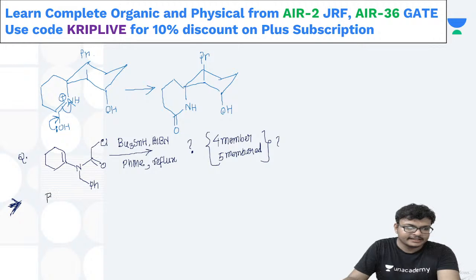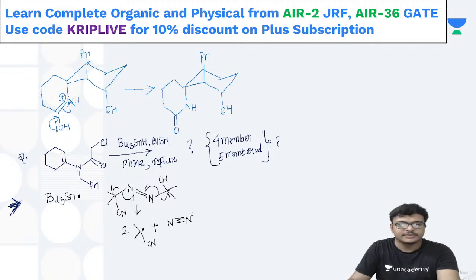So Bu3SnH and the AIBN will be forming the Bu3Sn radical. I hope all of you know the mechanism, right? If I do the mechanism, the AIBN structure will be like this, azoisobutyronitrile. Whenever it undergoes photochemical or thermal conditions, the bond breaks and there are two radicals, because this one has the high driving force.